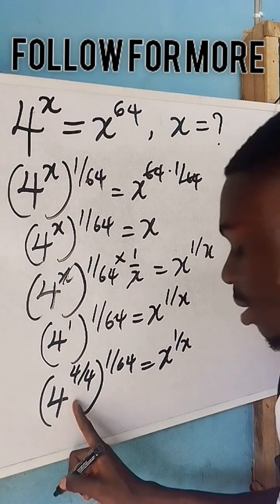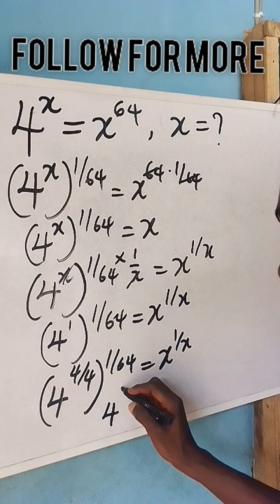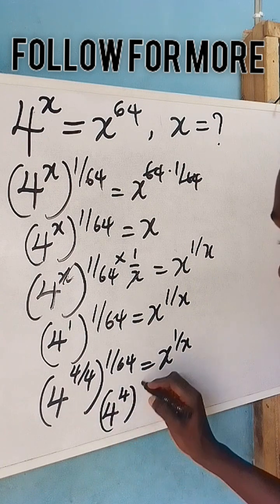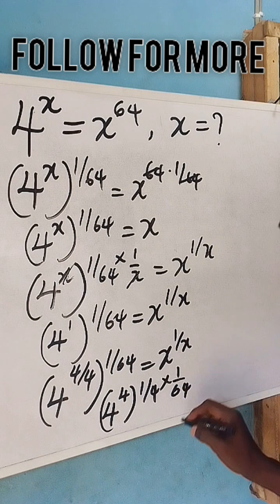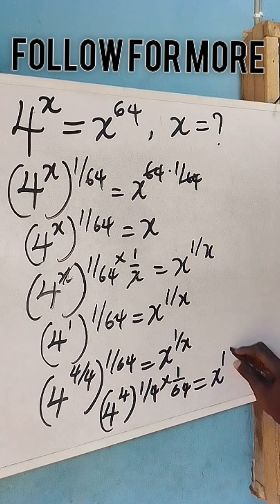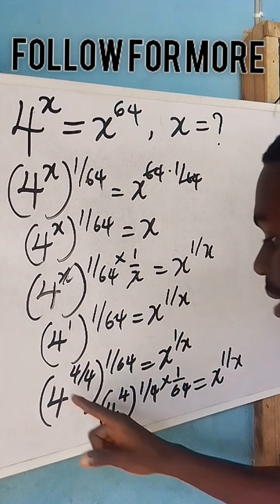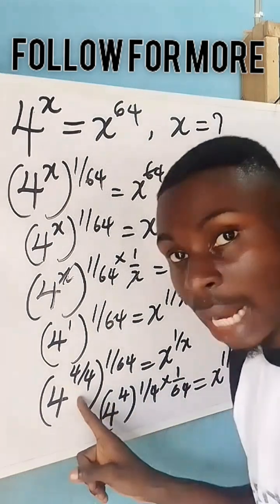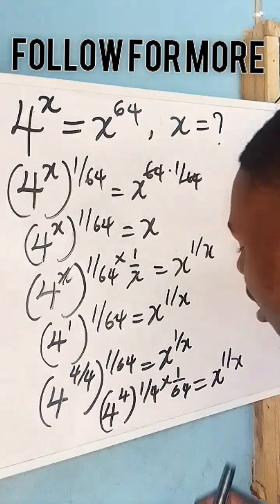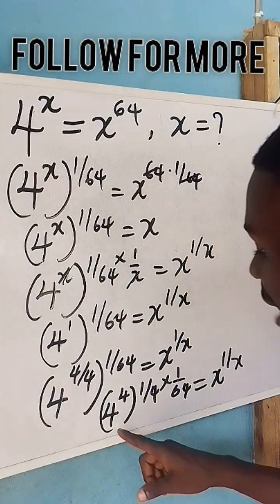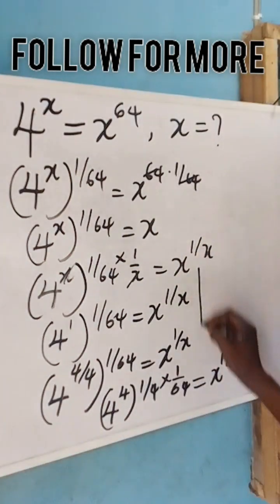Now I can choose to write this as 4 to the power of 4, raised to the power of 1 over 4 times 1 over 64, equal to x to the power of 1 over x. Because if I say 4 times 1 over 4, I'm getting 4 over 4, and when I say 4 divided by 4, I'm getting 1. So we have done nothing to this equation. Now 4 to the power of 4 is 256, so let's continue it here.